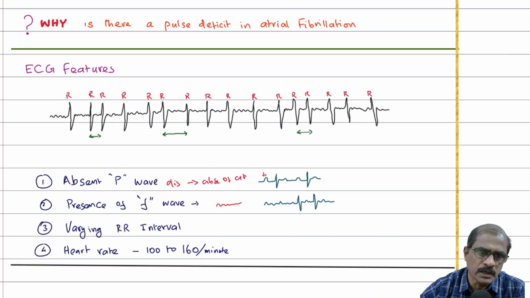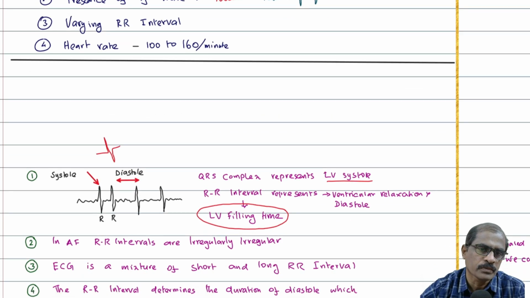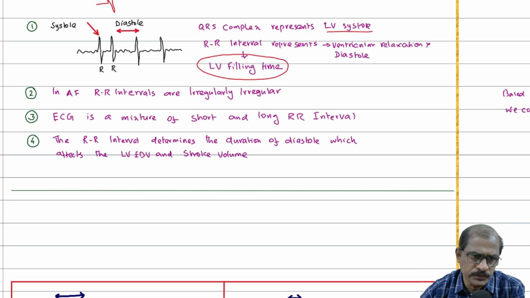In this ECG, you can see here the RR interval is short, here also it is short, here the RR interval is prolonged as also here. So ECG shows varying RR intervals, short and prolonged RR intervals. The important point here is the RR interval determines the duration of diastole, which affects the LV end-diastolic volume and stroke volume. Let me explain this further.